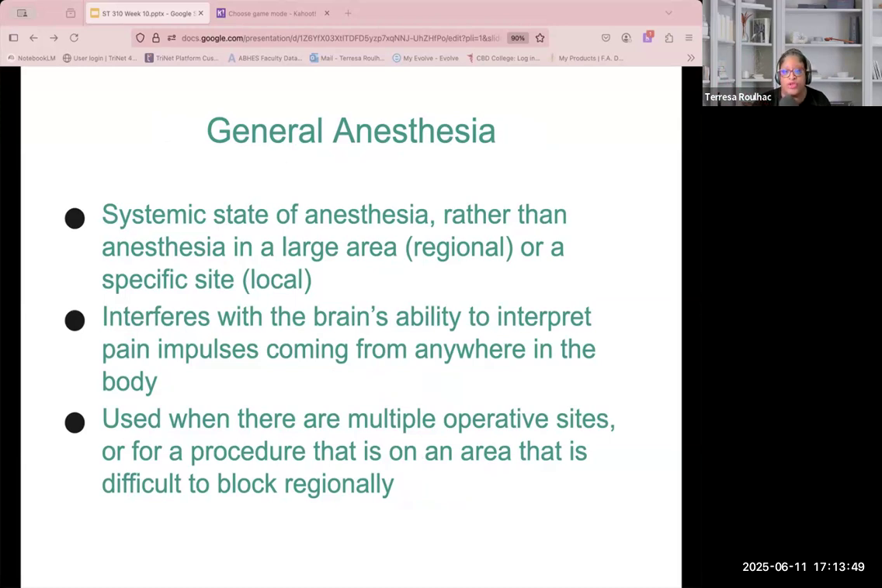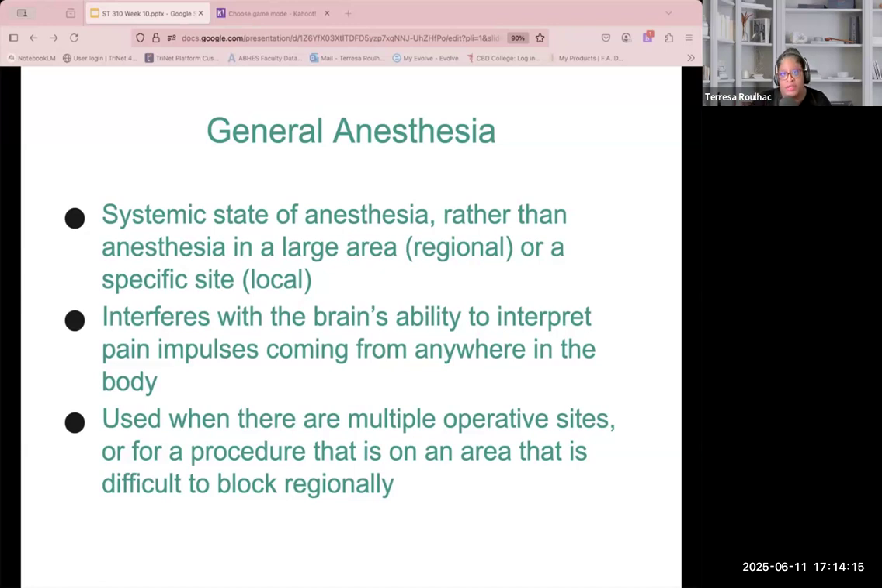It's going to be ideal for surgeries that have multiple sites or areas that are hard to block regionally. Let's say we're doing a laparotomy where we're doing a huge belly incision. You're not going to be able to regionally block parts of the belly, especially if the incision is starting by the sternum and going all the way down to the pelvis, right? Like that, it's going to be almost impossible.